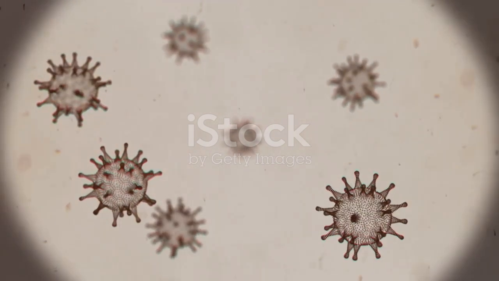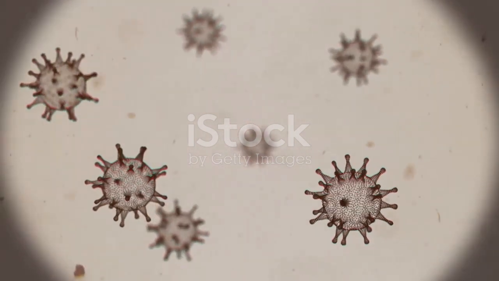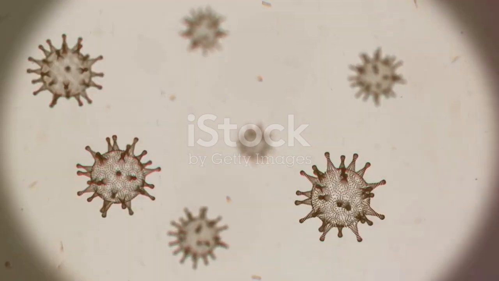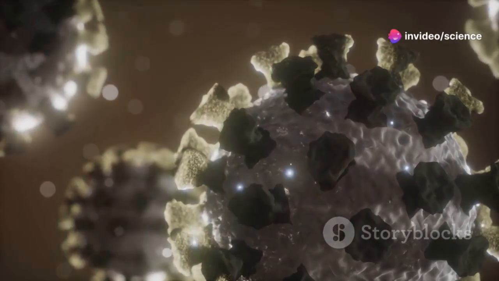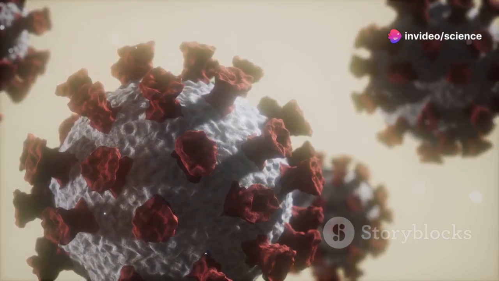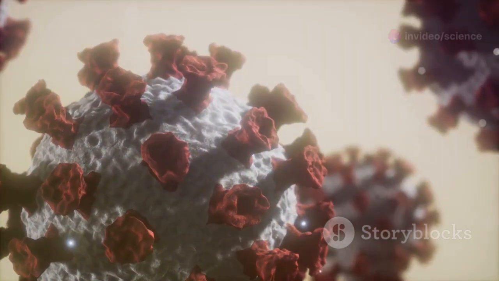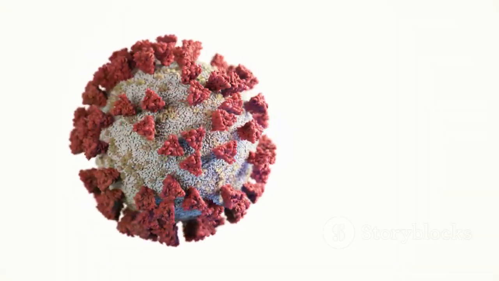At the heart of every virus is its genetic material, which carries the instructions for making new viruses. This precious cargo needs protection, and that's where the capsid comes in. The capsid is the protein shell that surrounds and protects the viral genome. It's like a suit of armor for the virus.